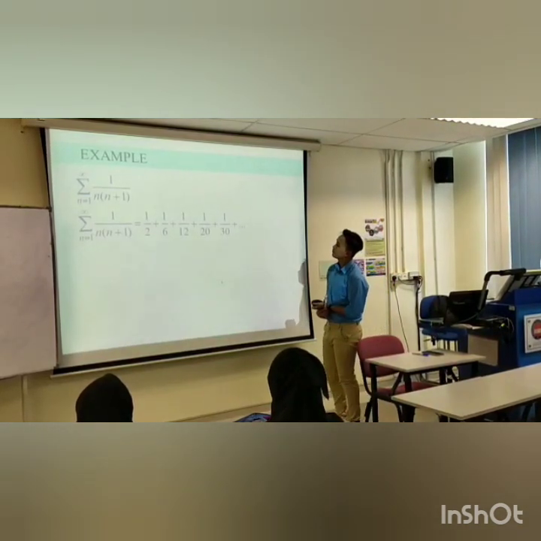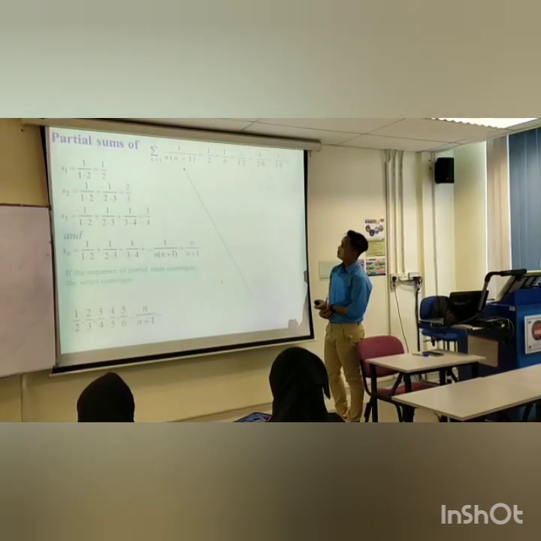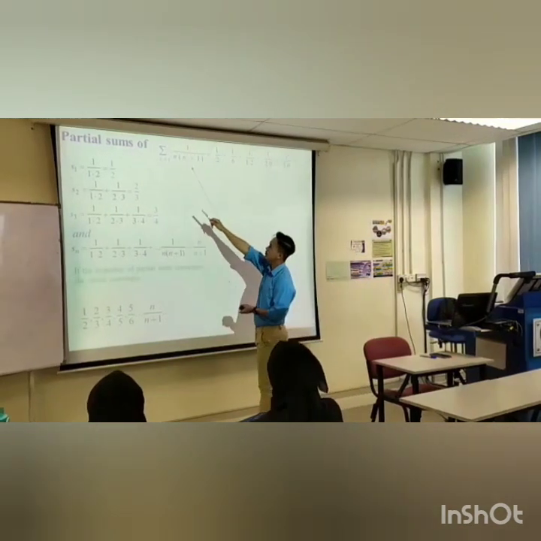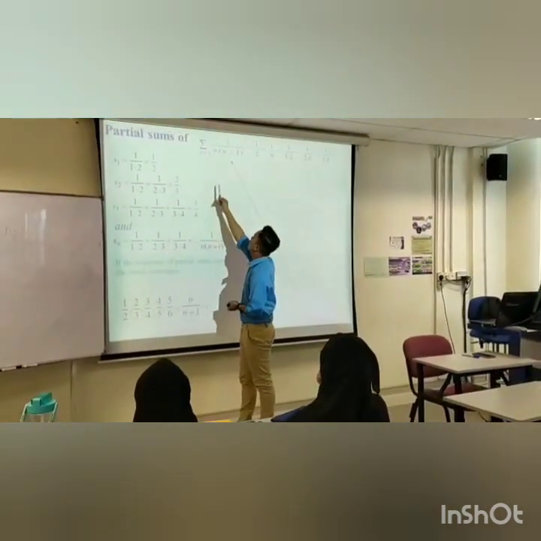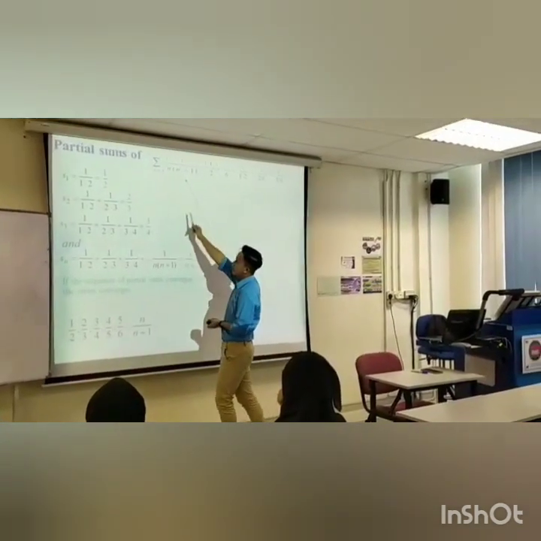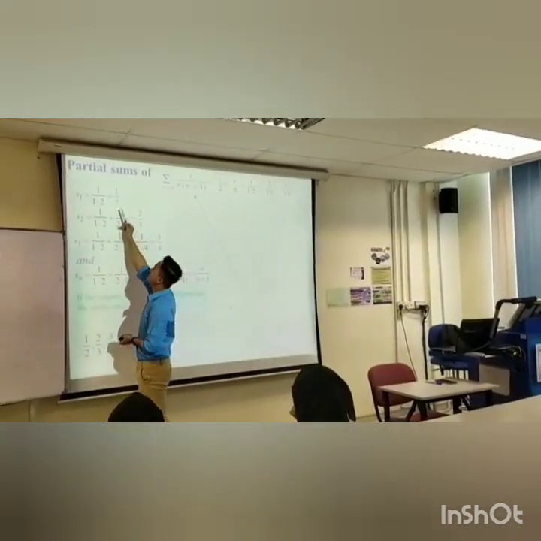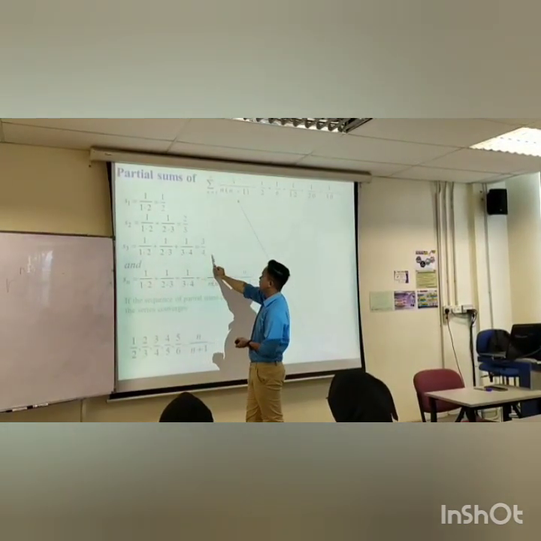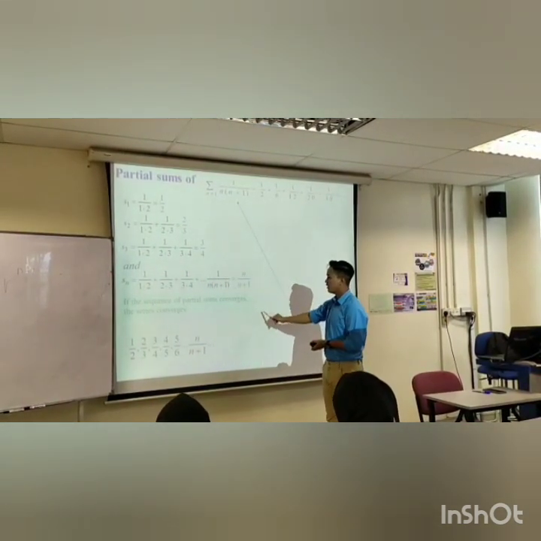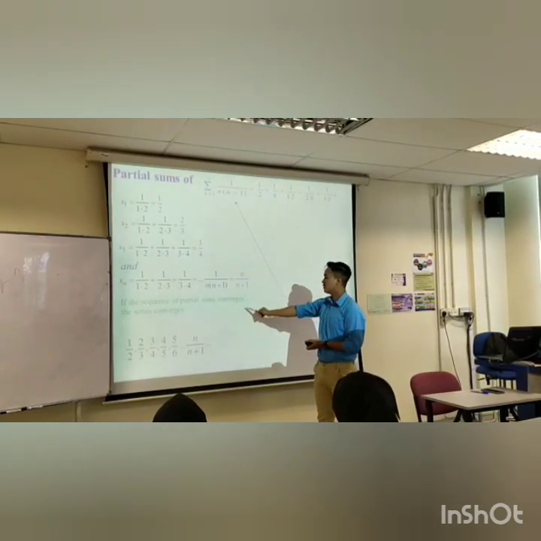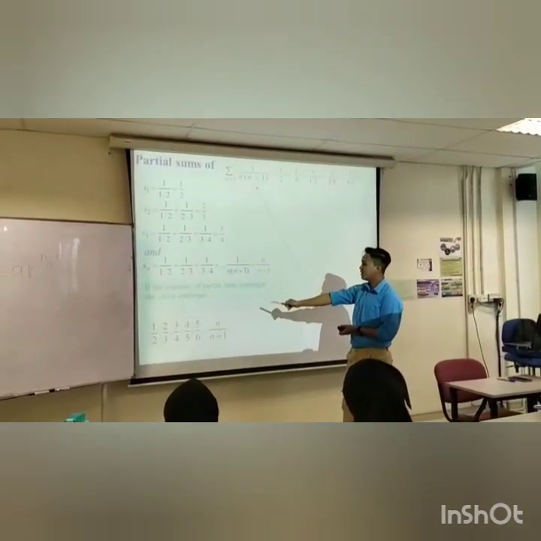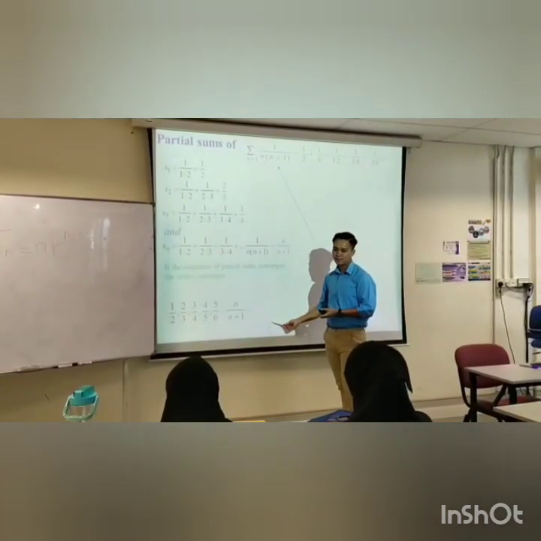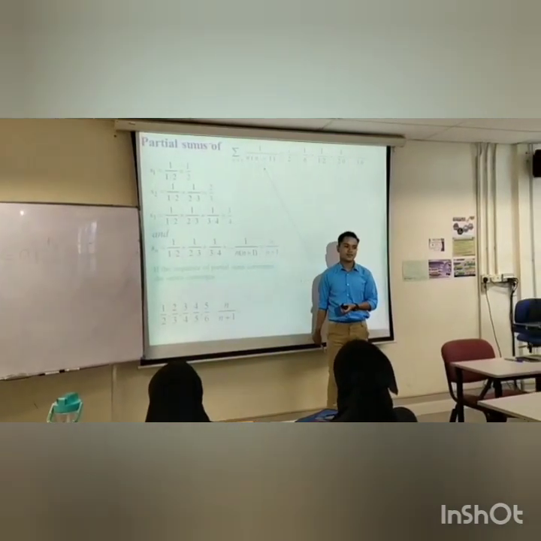Example, this. Starting from there, partial sum of this. We start from here: S1 is equal to 1 over 2, S2 is 2 over 3, S3 is 3 over 4, and so on. If the sequence of partial sums converges, the series converges, and it will become something like this. Do you understand this? Yes.